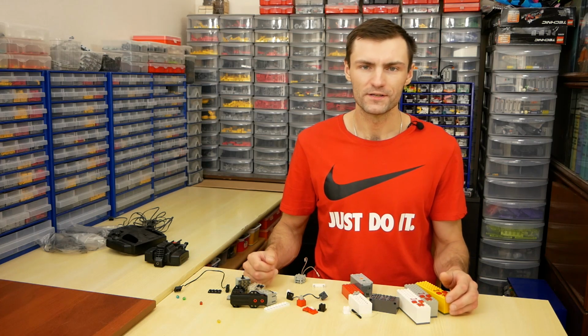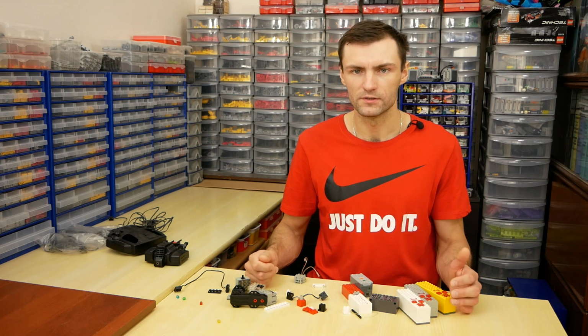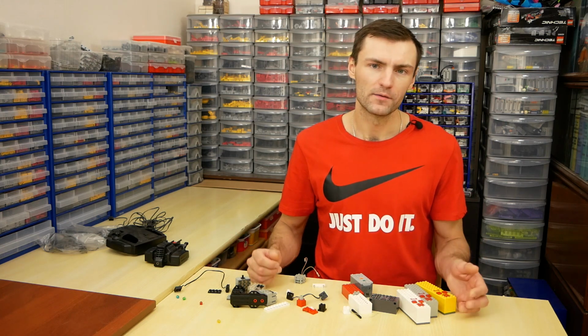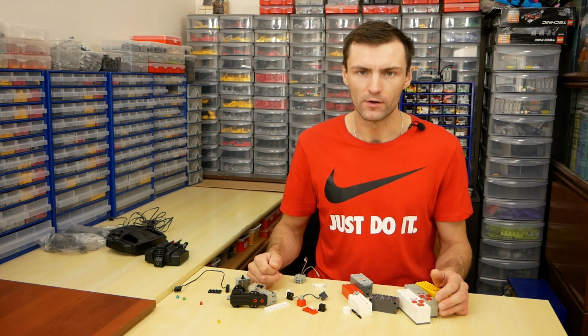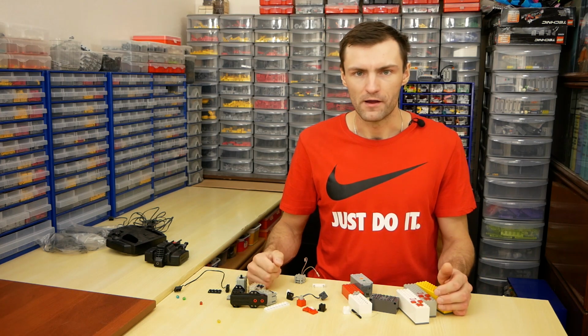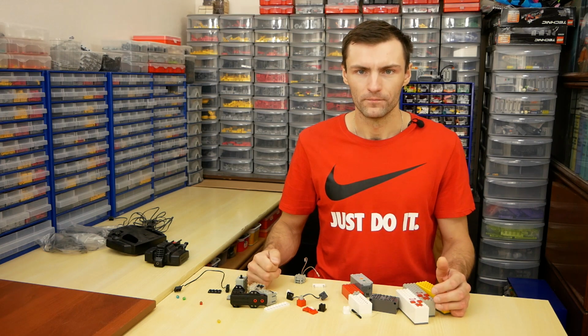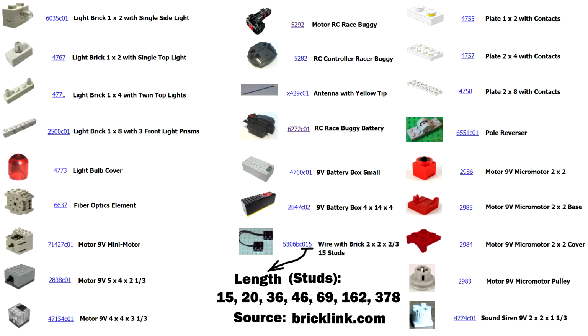So, it was a very interesting system with many useful pieces like lights, sound modules, different motors. Micro motors and buggy motors have no analogs in the power functions system. All these components are available now, for example, on bricklink.com, and it's very cool. On your screen you can see a table with part numbers.